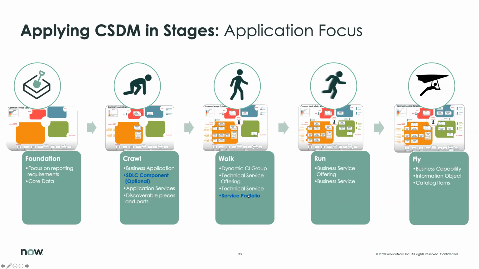In the walk phase, now service portfolio can be related to technical services. Previously, it was in the run phase because it could only be related to a business service, but now we don't have to wait. So service portfolio can now be part of the walk stage. And then, of course, run is still the same, fly is still the same. So not much changes aside from the fact that we got some new capabilities and there's no rush to use them. And that is it.